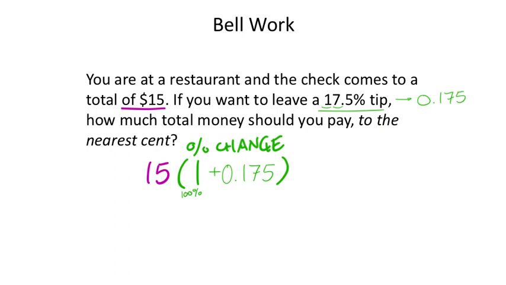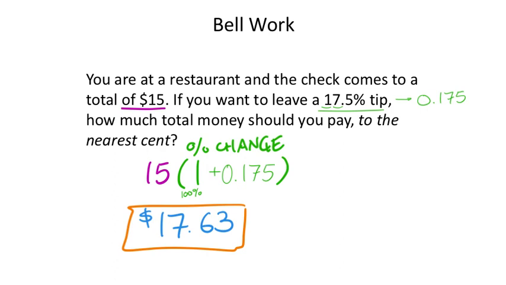So when I put this in the calculator, it gave me 17.625. We're rounding this to the nearest penny, so the 2, I'll have to add 1 to that too because of the 5 to its right. So it looks like this total that you would pay would be the $17.63.